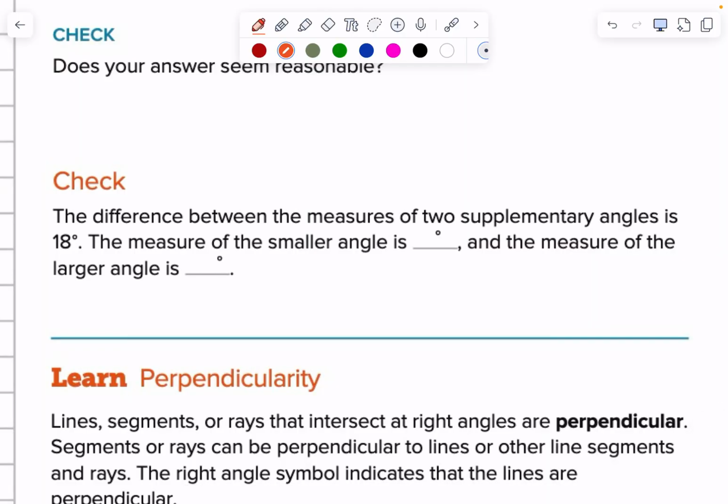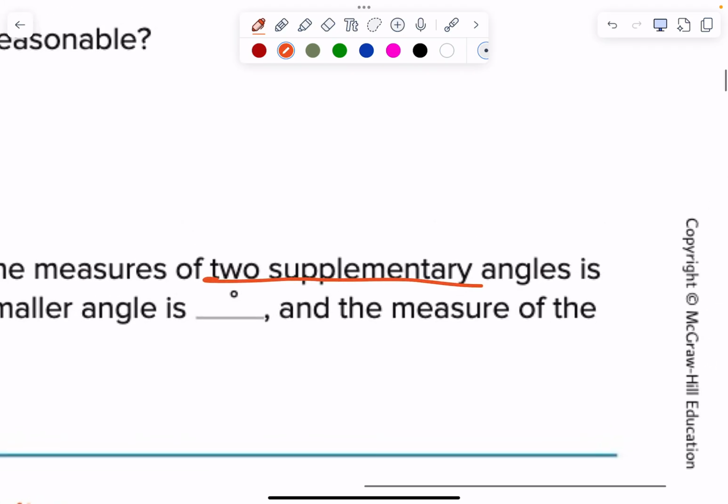All right. The difference between the measures of two supplementary angles. Hold up. What are my supplementary angles called? What should we call them? Let's give them a name. I need 2 names. Bob and Deborah. Bob plus Deborah equals how much? 180 because they're supplementary, right?